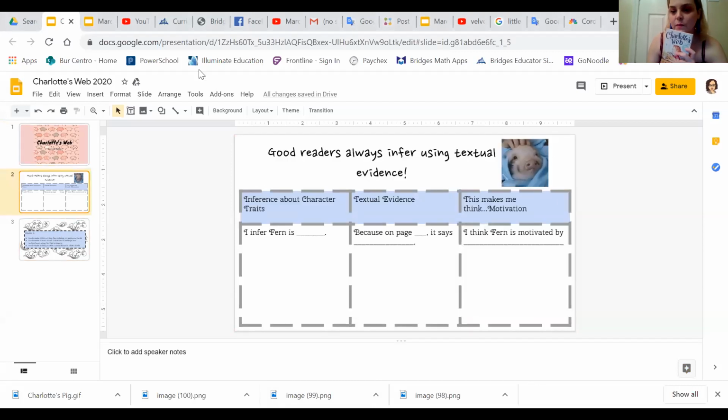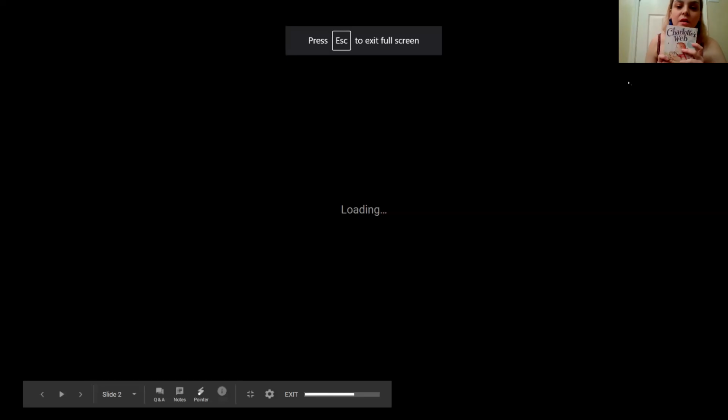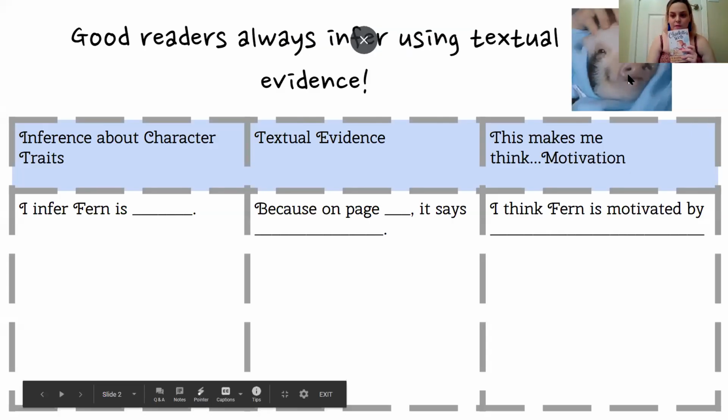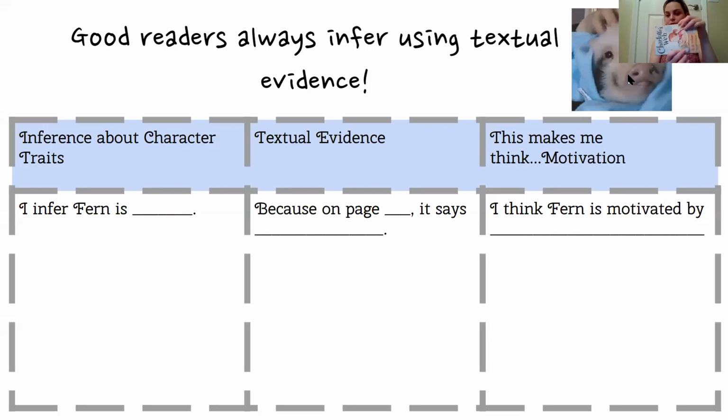Let me see if I can make this a little bit bigger. So in your reader's notebook, up at the top, maybe switch your notebook so it's horizontal so that you have more space to write. Up at the top, you're going to write, good readers always infer using textual evidence. We always do that all year long. We've been talking about, how does the character feel? How do you know? You use evidence from the text.